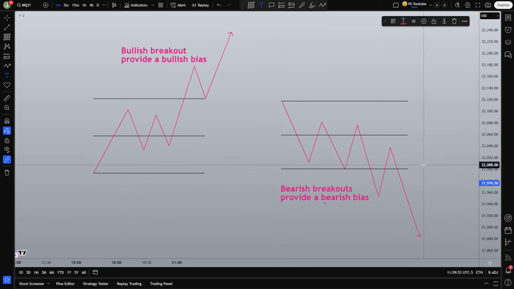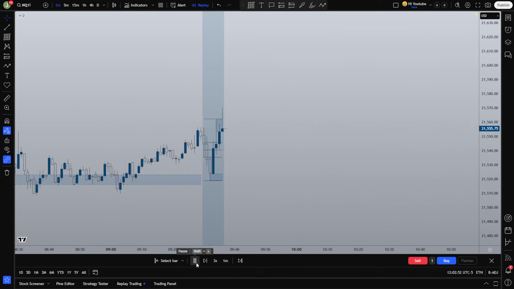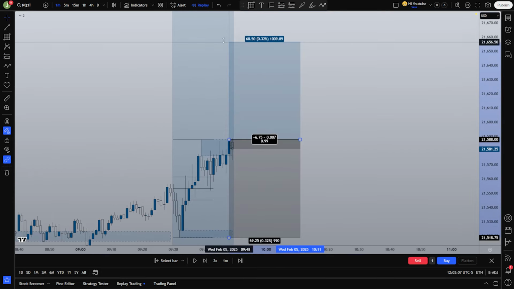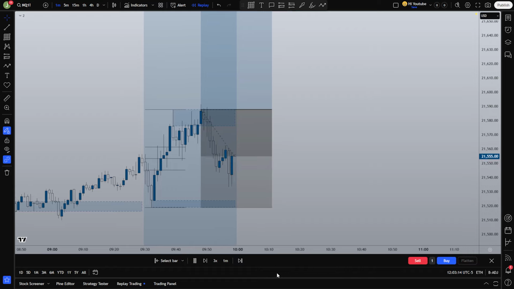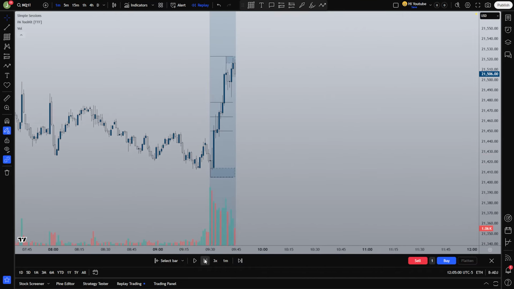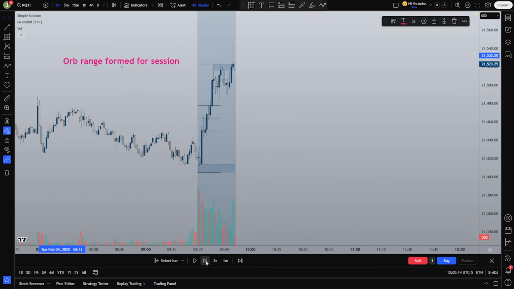However, not all breakouts are valid. False breakouts occur when price briefly escapes the range, only to reverse back inside. The key is filtering out low-quality trades by using the right entry model and confirmation techniques. Before committing to an ORB trade, consider the following confluences.